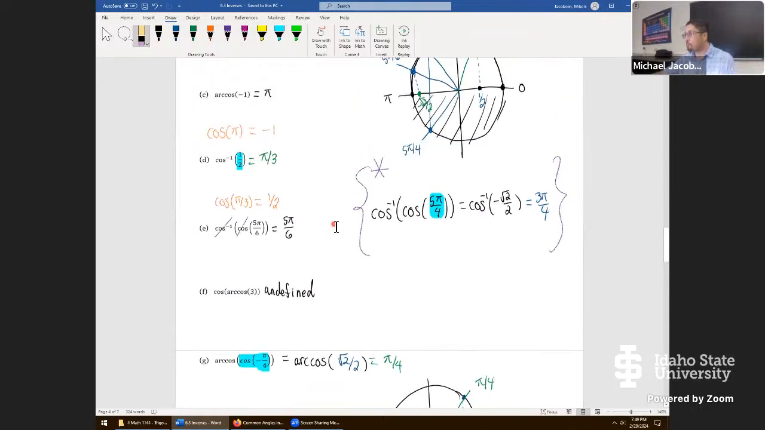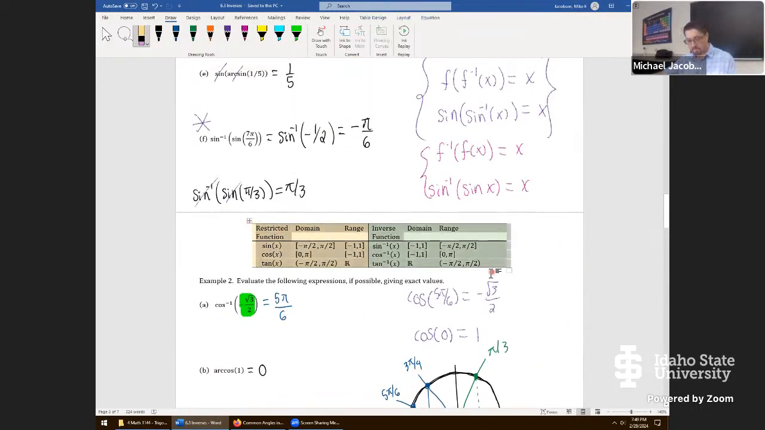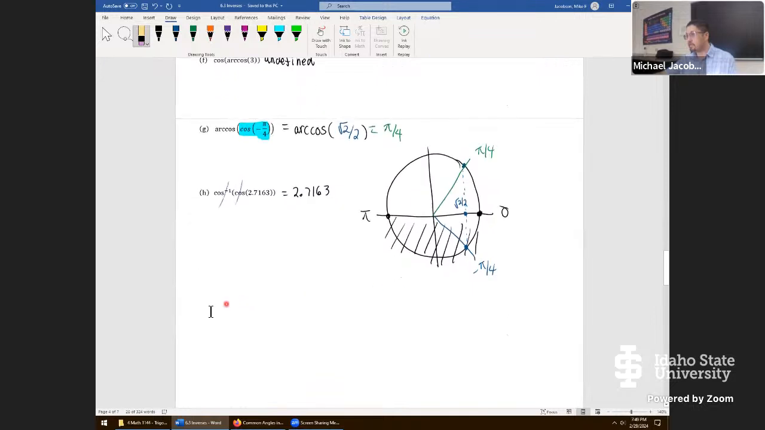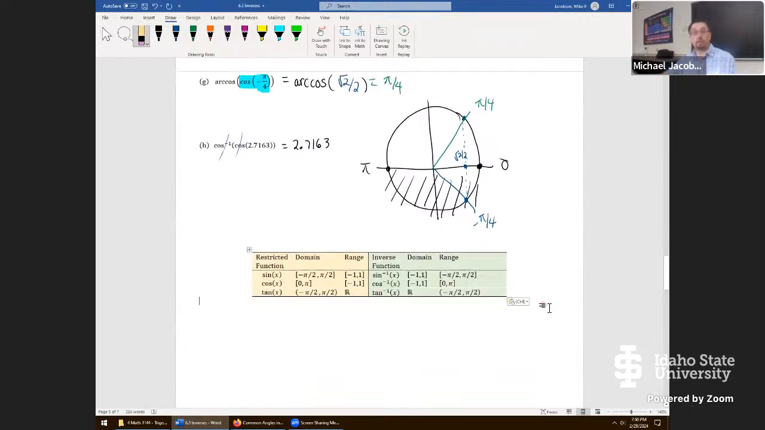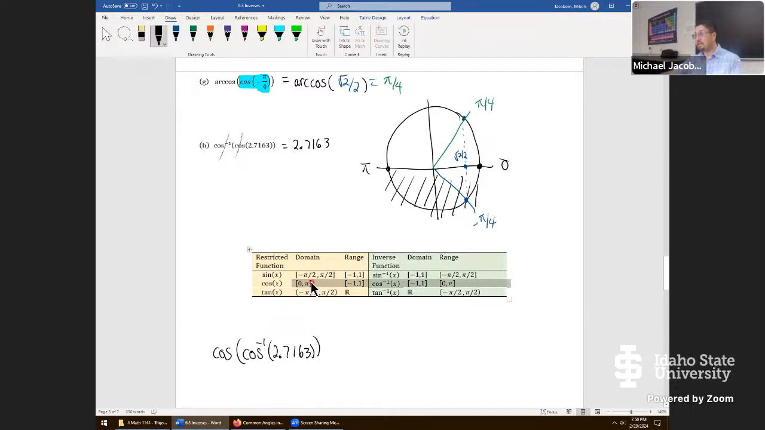That's because of, let's go right here for this table. And let me also put a problem right down below it to clarify as well. If it went cosine of cosine inverse of 2.7163, now we have a totally different situation. But let's look at this one first. 2.7163 was going inside a cosine function. So that means we're using this right here. And pi being 3.14 says that's in domain, allowing the cancellation.